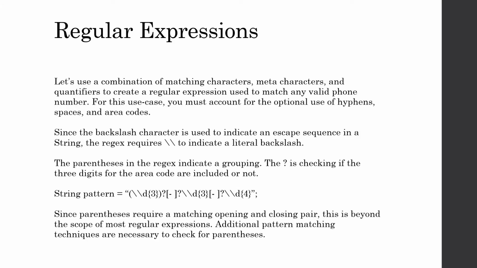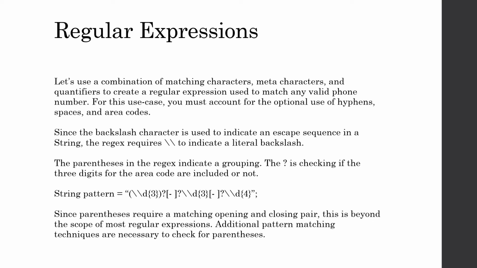So now that we've gone through these couple of tables and we've described a little bit about each one of the different matching, meta, and quantifier characters, I want to take a look at another example that's going to use a combination of each of those in order to create a regular expression that can be used to match any valid phone number, or at least the majority of valid phone numbers. So for this use case, we're going to account for the optional use of hyphens, spaces, and area codes. So that means that we need to consider the possibility of whether or not the user will put a hyphen or a space in between certain sets of digits.